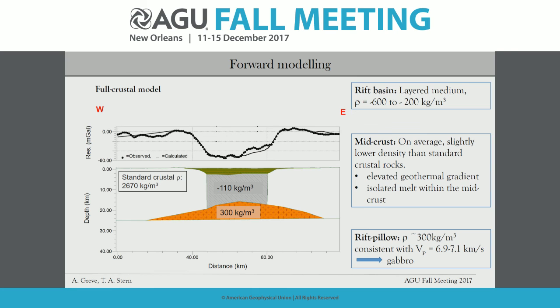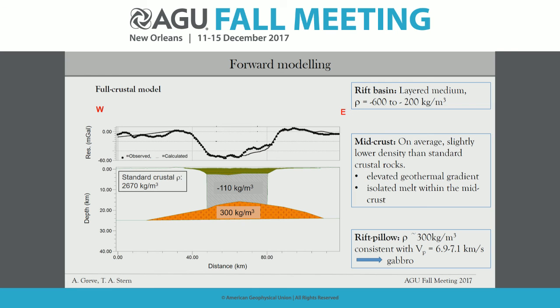For the subcrustal rift pillar, we adopted a density contrast of 300 kilograms per cubic meter, which, if we assume a standard crustal background density of around 2,700, would consist of mafic rocks such as a gabbro. This is also consistent with the P-wave velocities of around 7 kilometers per second that we've got from the seismic data.